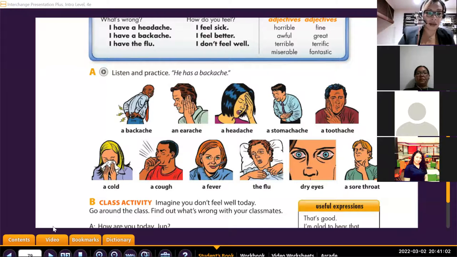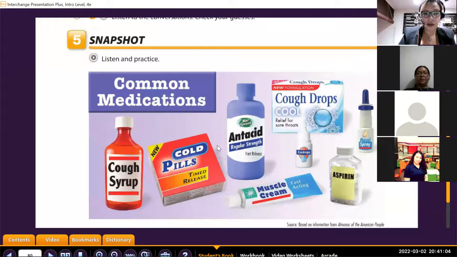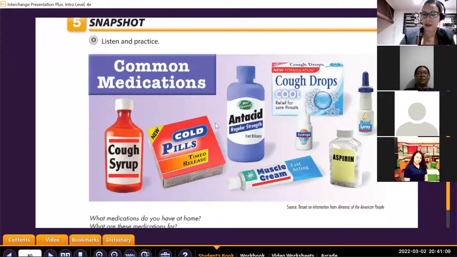That's the recommendation. And here we have the same thing, aquí es lo mismo, vocabulario, el dibujo un poco más claro y más como actualizado. Les voy a poner otra vez el audio dos veces para que ustedes puedan repetir la pronunciación de los medicamentos que comúnmente tenemos en casa.